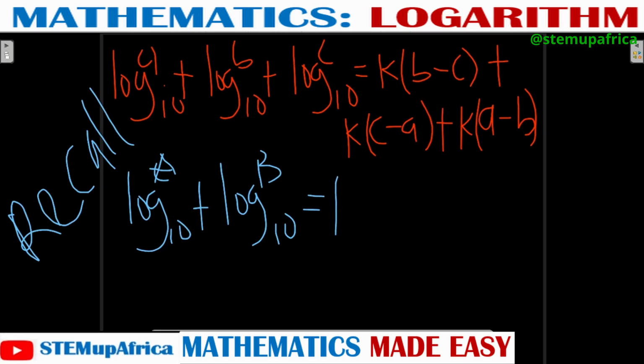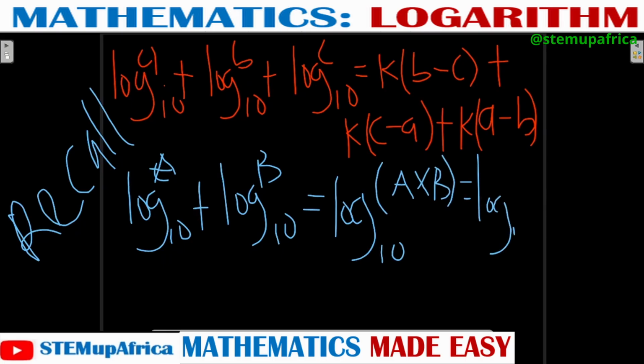So I will have a single log in base 10 of a times b, which can also be written as log in base 10 of ab. a times b will give us ab. So let's see how we should apply the law in this regard.